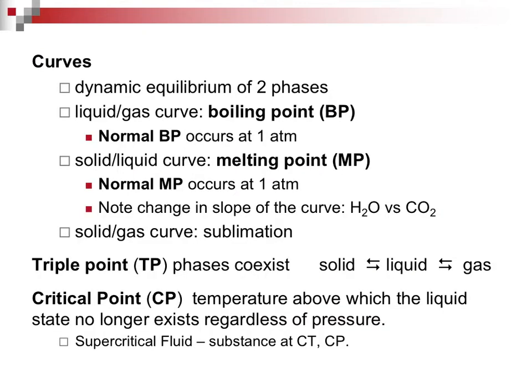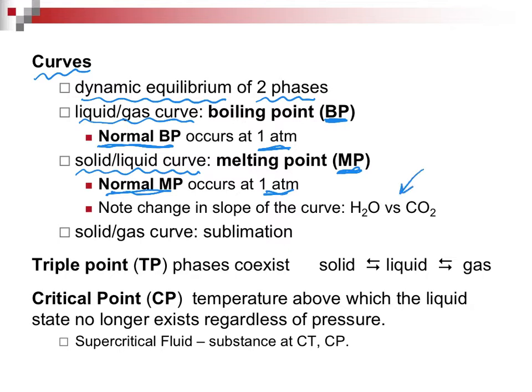So here I have it in words. It couldn't all fit on one page. Those curves represent dynamic equilibrium of 2 phases. That liquid gas curve, that is the boiling point, and we taught the normal boiling point is 1 atmosphere. If I'm on the liquid solid curve, that is called the melting point, and the normal melting point is 1 atmosphere. These are the facts you need to solve problems. And on the next slide, I show the change in slope.